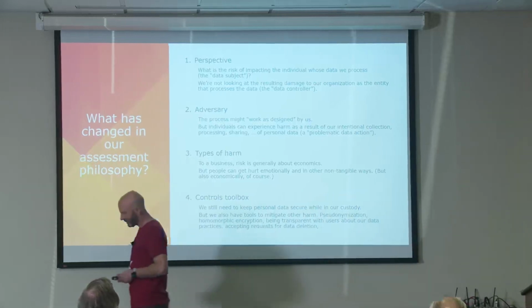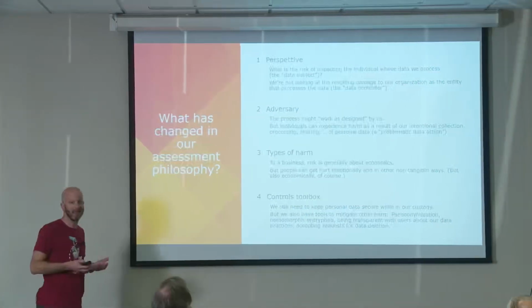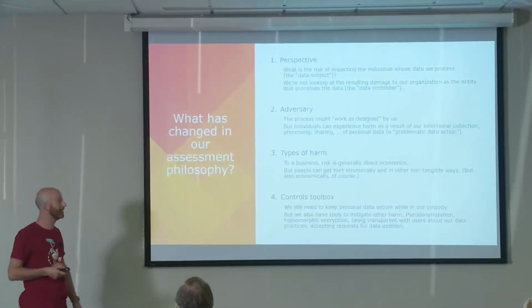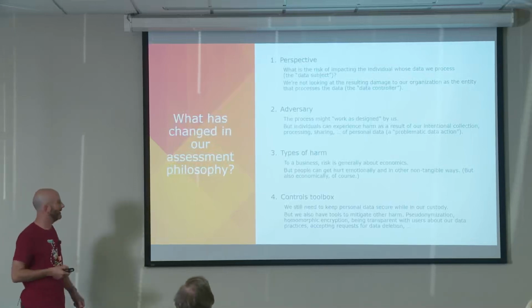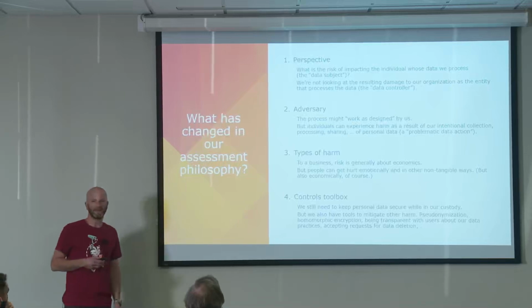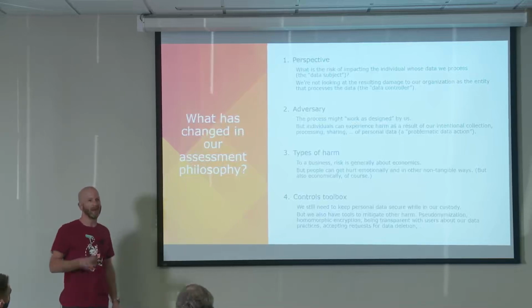And, you know, sure, someone could also be a bad guy and it's a data breach, and that might also be privacy relevant. But there are different adversaries at play here. The types of harm that we consider change. So in our example, we still looked at economic loss, right?